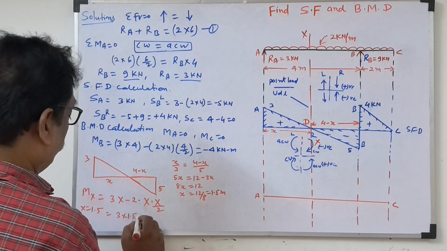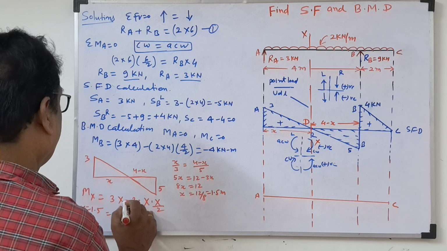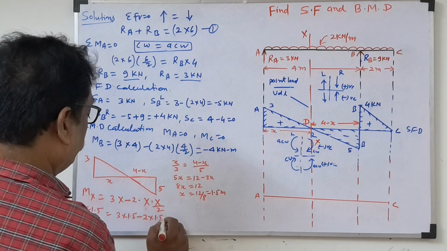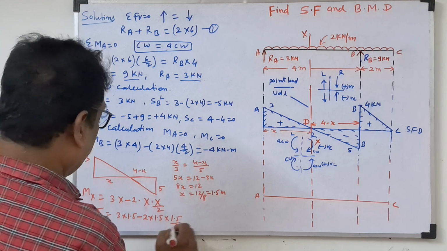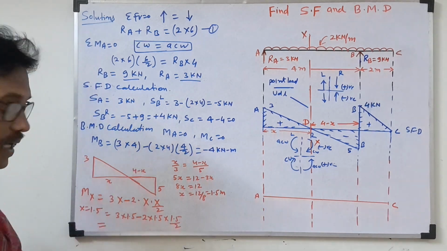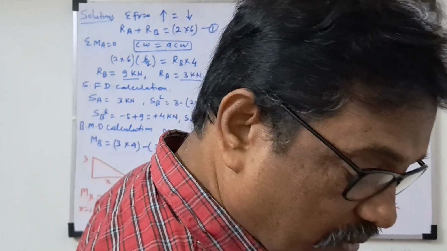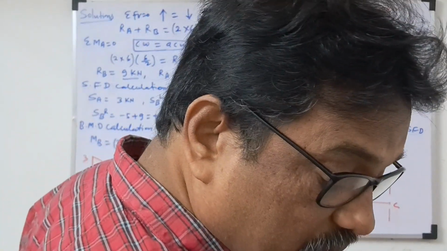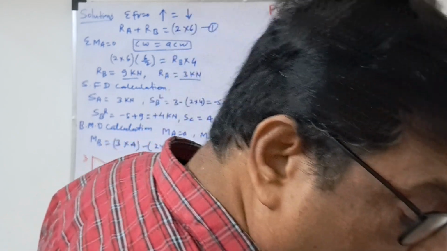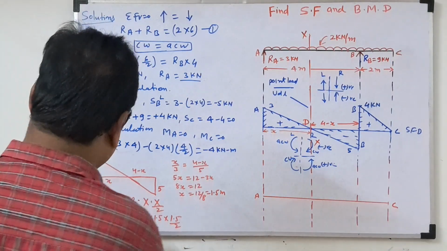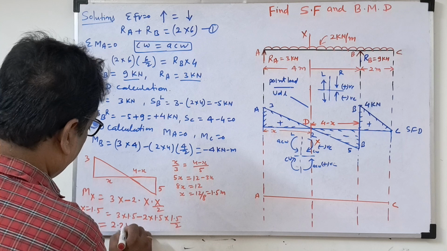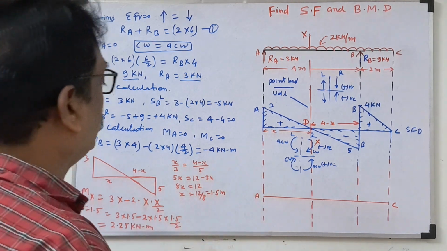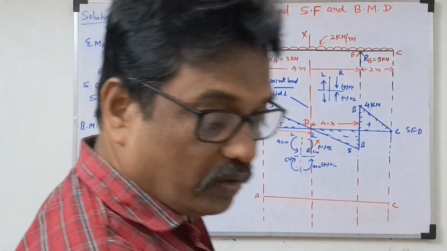3 into 1.5 minus 2 into 1.5 into 1.5 by 2. So here we will get the maximum bending moment at 1.5. How much is it? 3 into 1.5 minus 2 into 1.5 gives 2.25. So we got the maximum bending moment as 2.25 kilonewton meter.